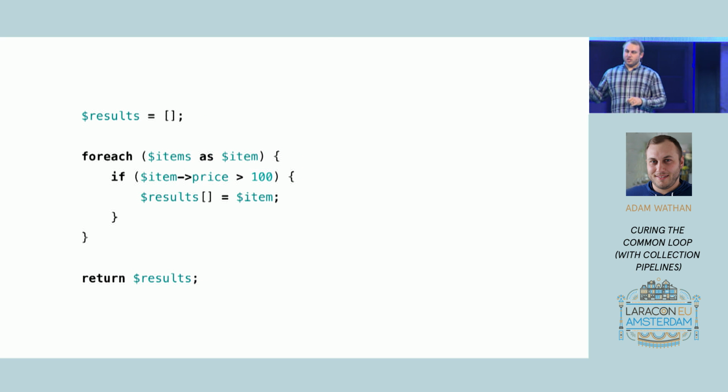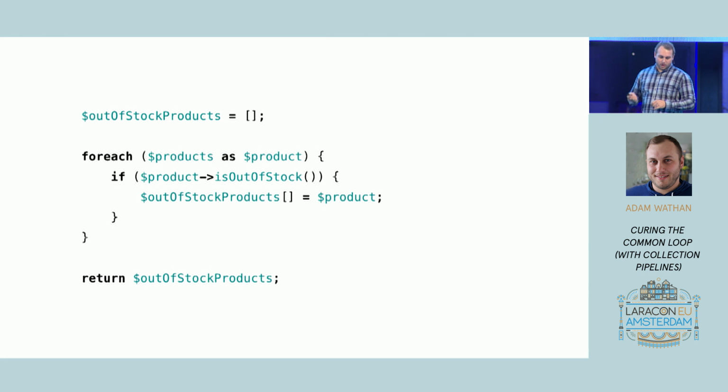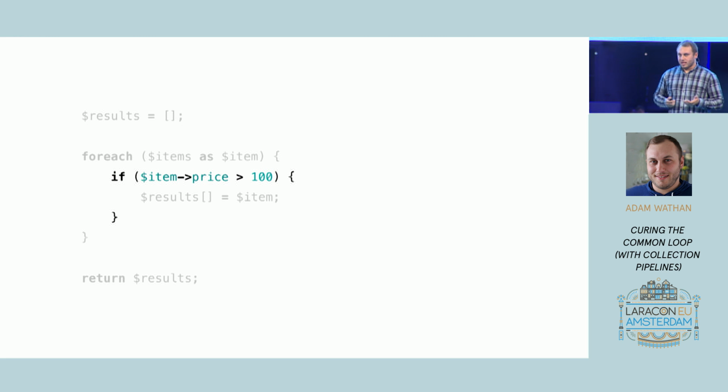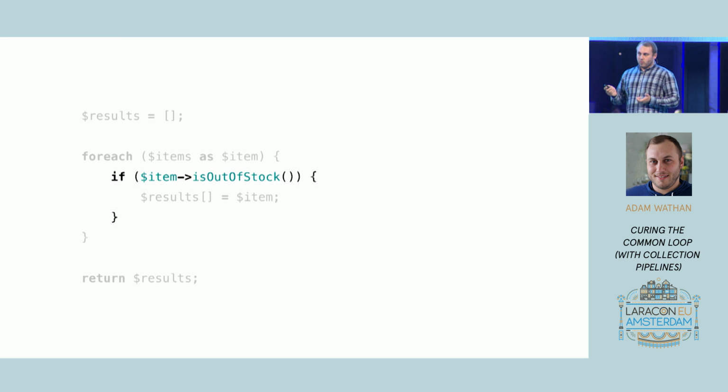So similarly, if we generalize the names of everything except the piece that's different in each one, we end up with code that's exactly the same except for the contents of this conditional, the actual condition that we're trying to verify. The only difference is in this one, we're checking to see if the price is greater than 100, and in this one, we're checking to see if the item is out of stock.